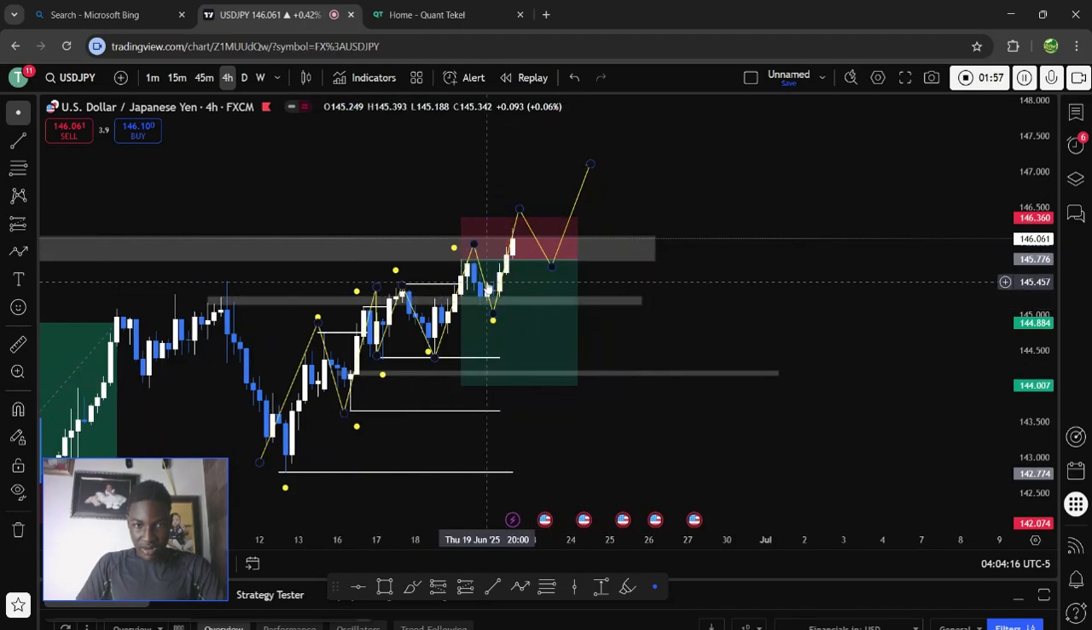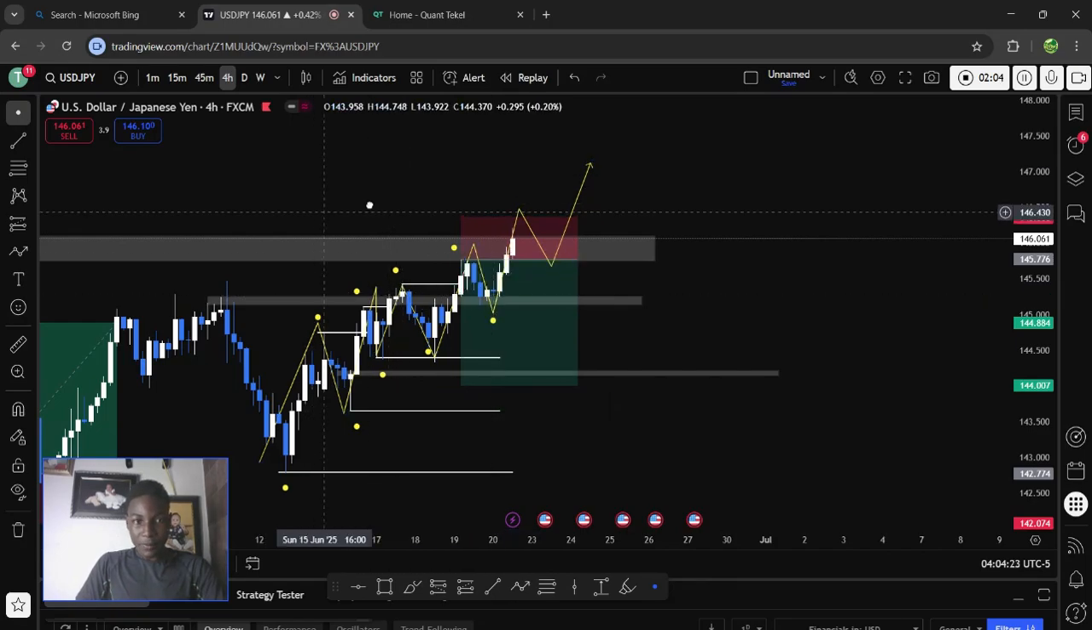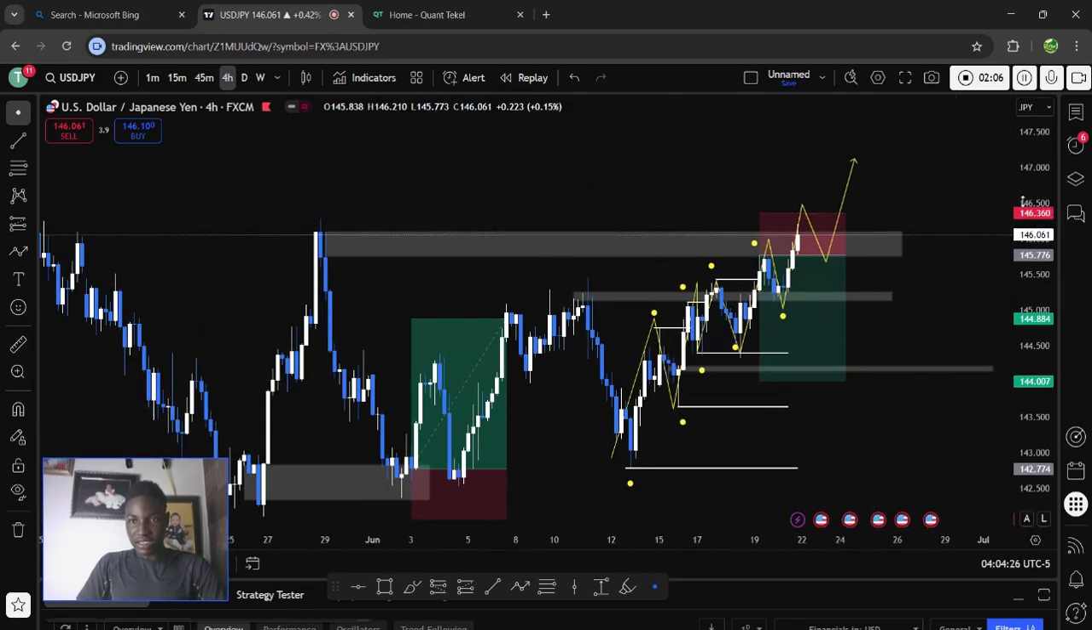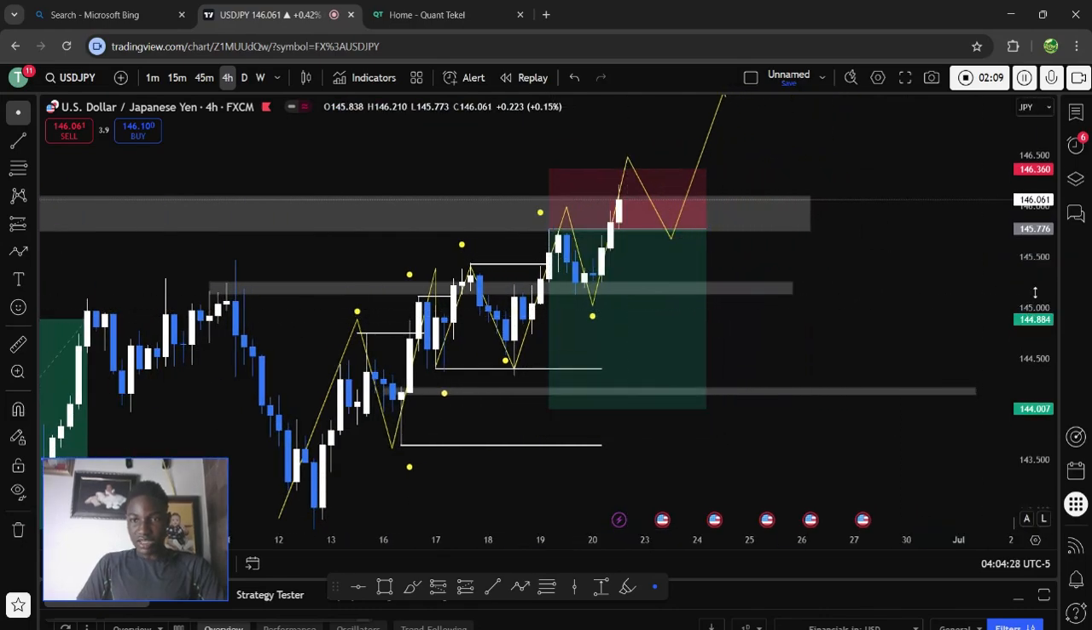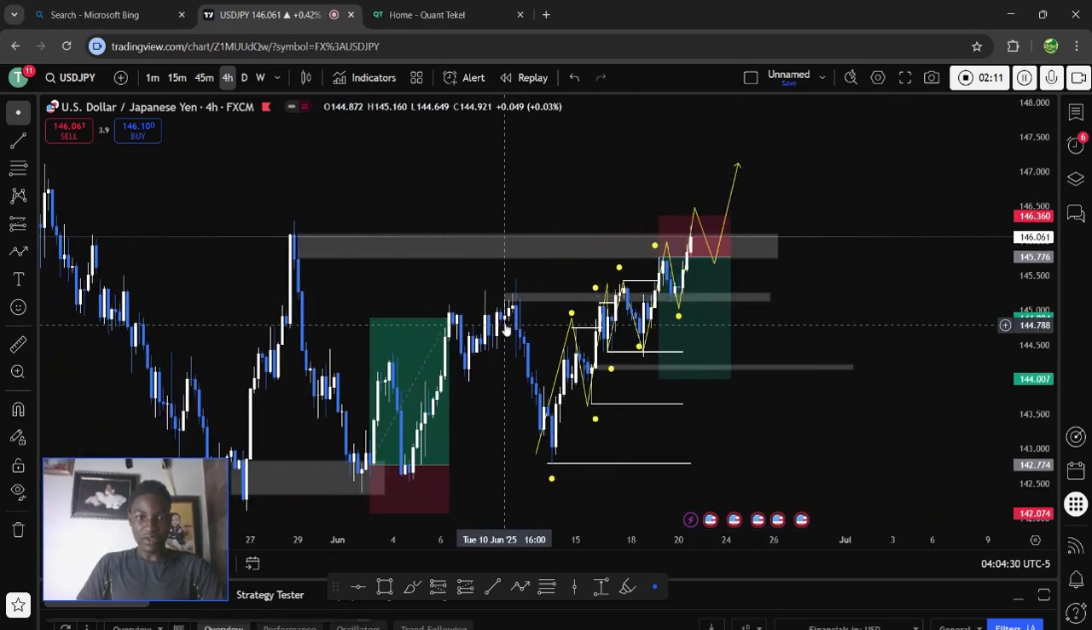So I think there's a demand zone that was formed here. I want to look more into it and see if it's a valid demand zone or an invalid demand zone. But anyways, this is as transparent as it gets. They would have been down 1% and we were able to avoid the loss.